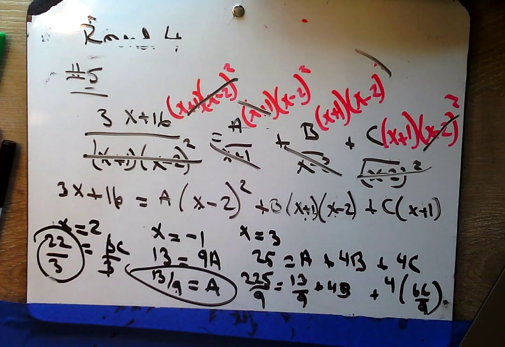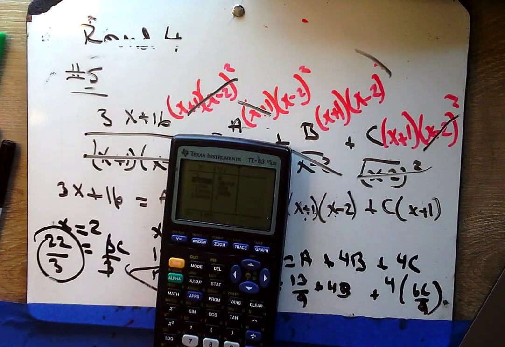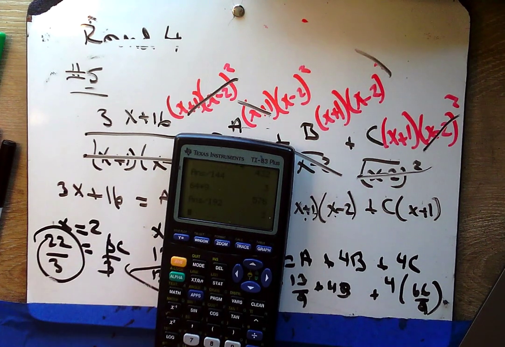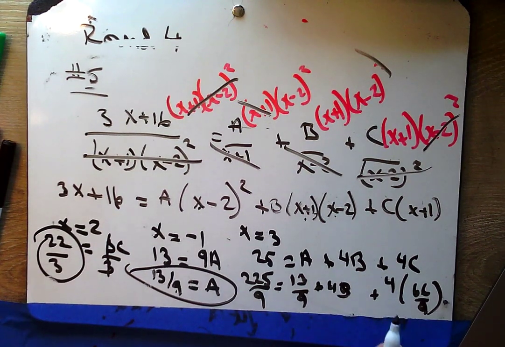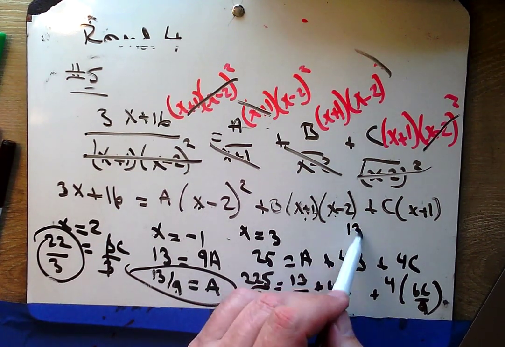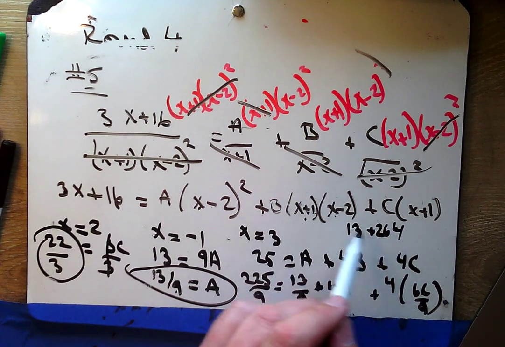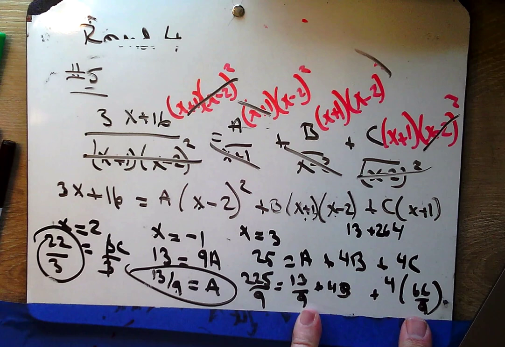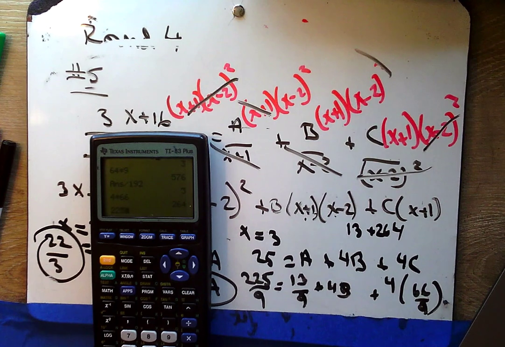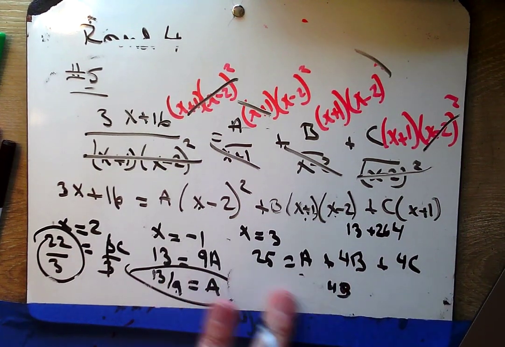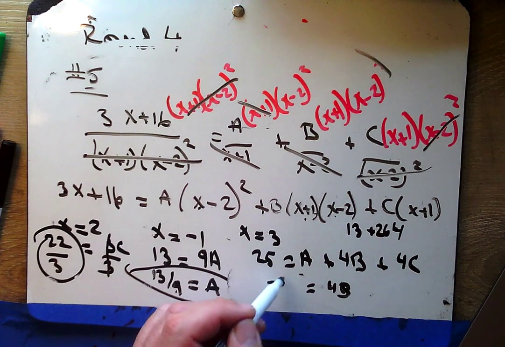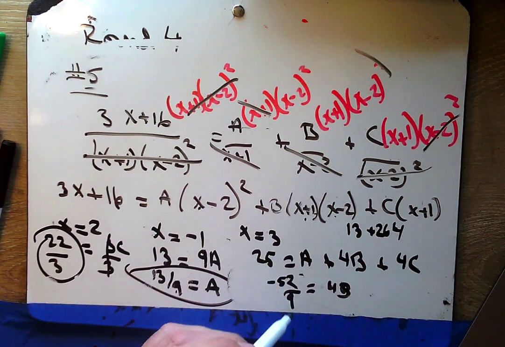264, I think. 4 times 66. Yeah, 264 over 9 here, plus 13 is 277. So I'm going to subtract 277 from 225, and I get negative 52. So what I note then is 4b equals negative 52 over 9.